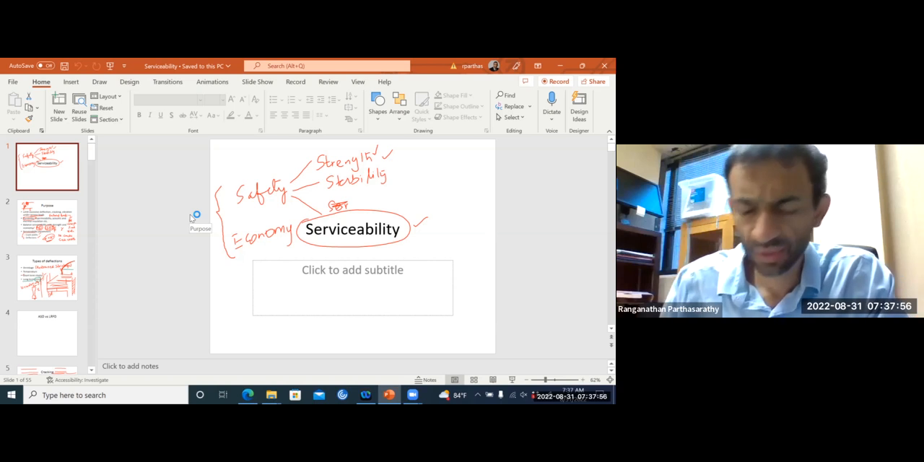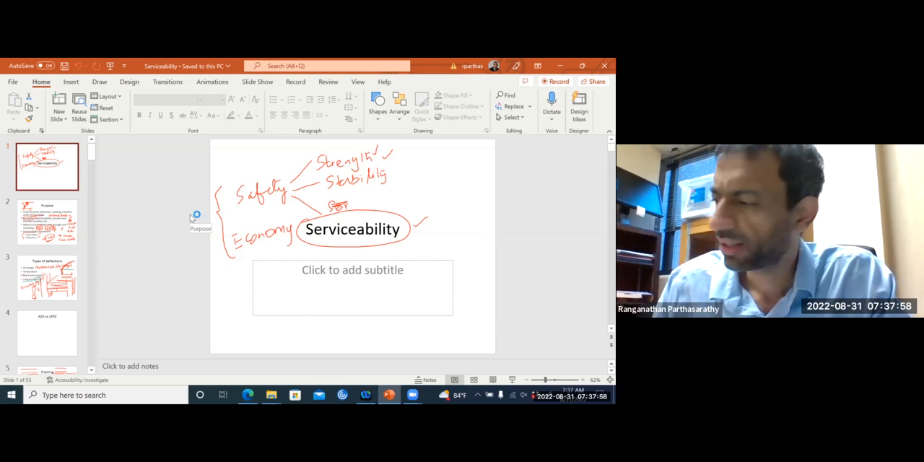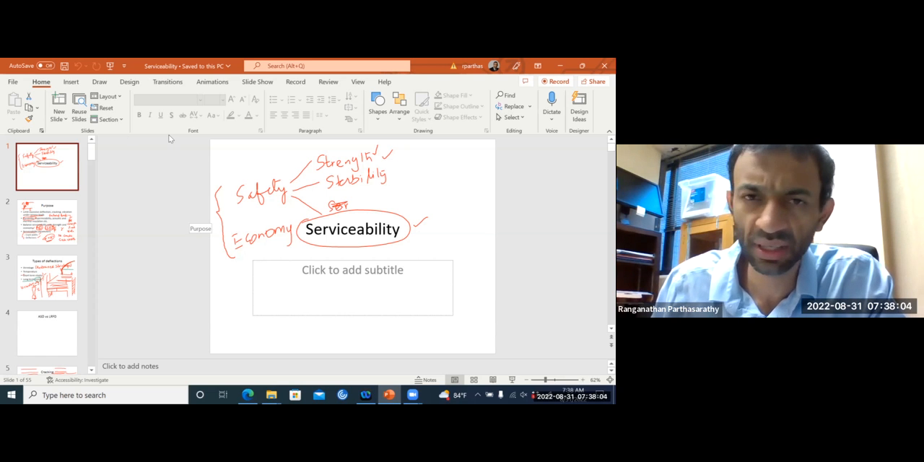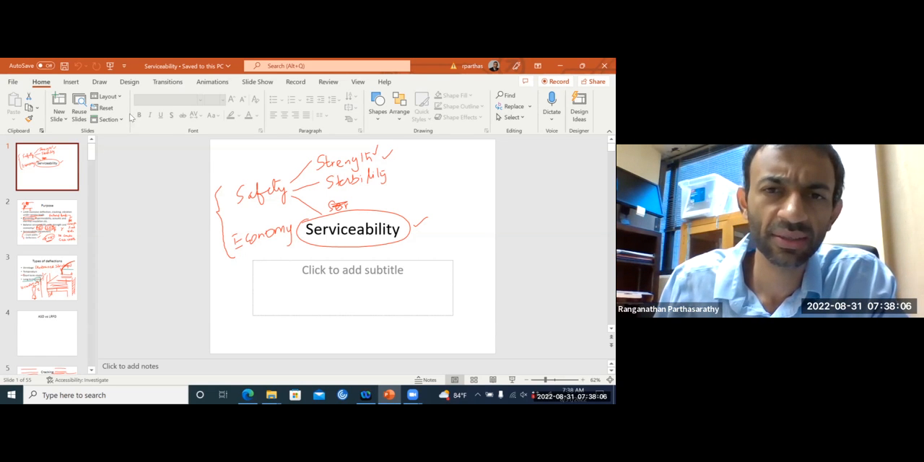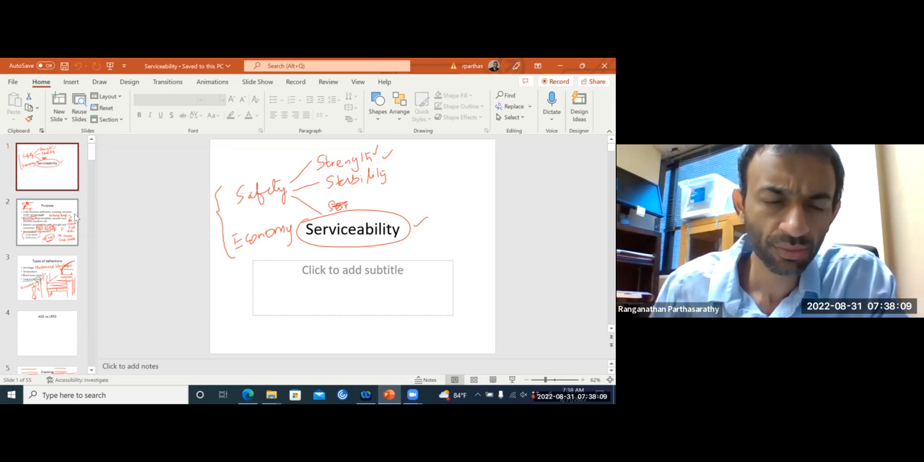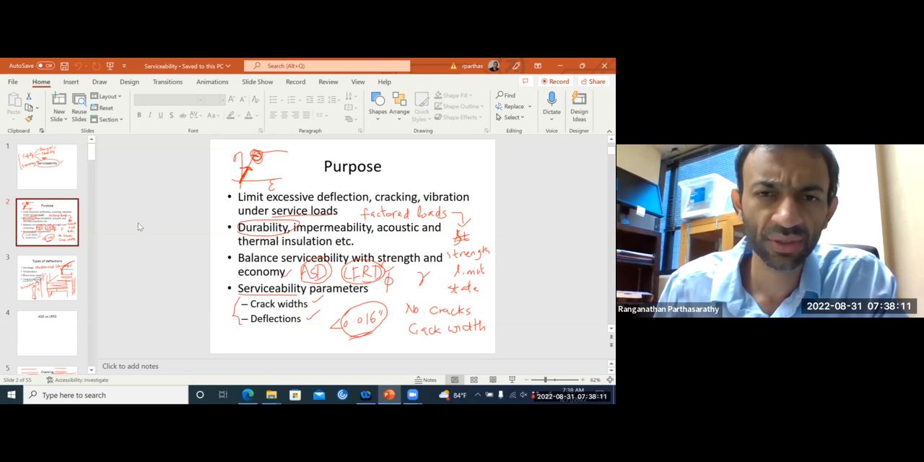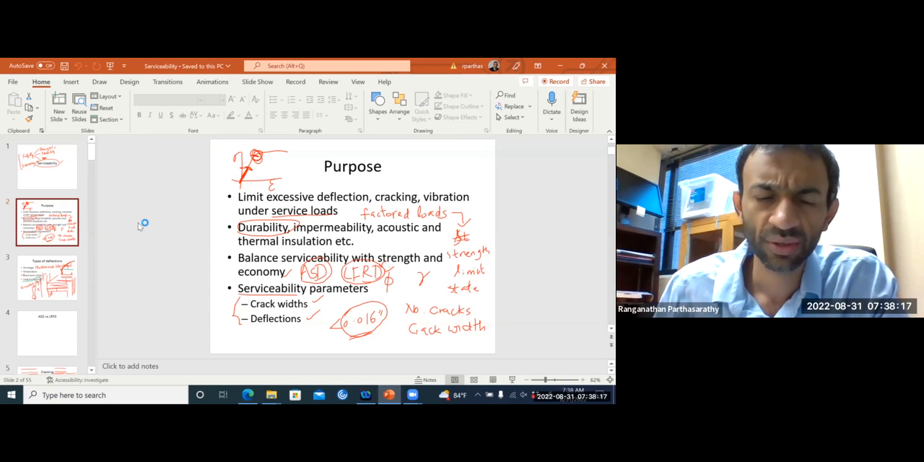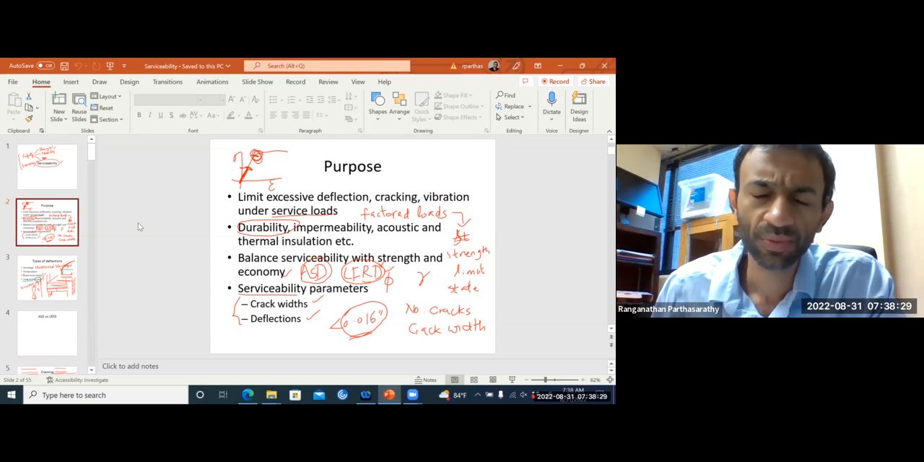We were going over serviceability, so we noted that this is one of the three S's of design, with safety: strength, serviceability, and stability. There are various aspects of serviceability. Some of them we do learn in the undergraduate course, but we will go a bit beyond that. The first one, just review, is limiting excessive deflections, cracking, vibration, and so on. The two main aspects are crack widths and deflections.